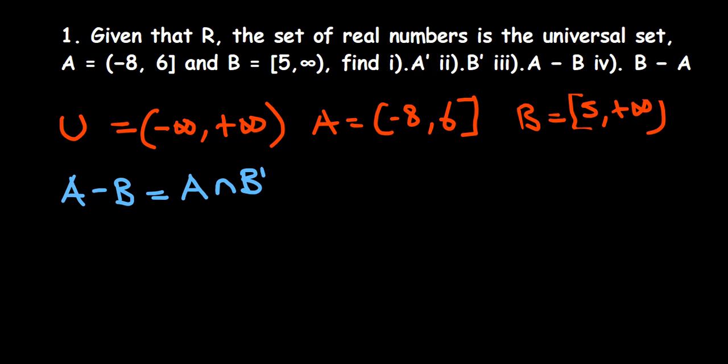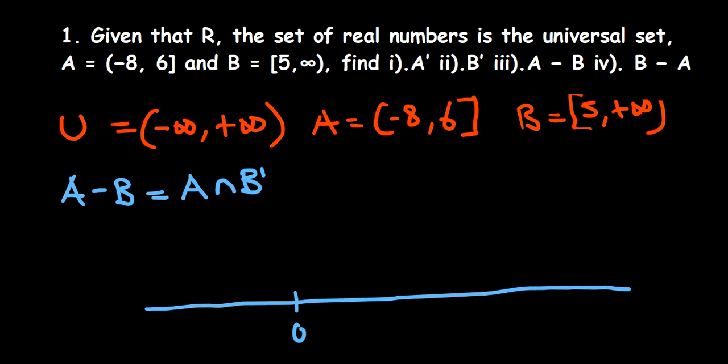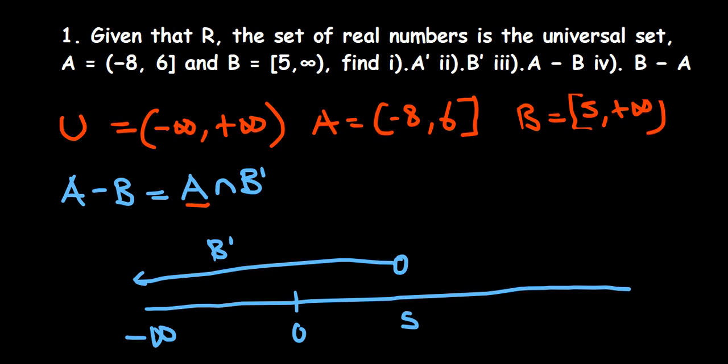So what are we going to do? We're first of all going to draw the B complement. So this was 5, and then we had an open circle here all the way to minus infinity. This was our B complement. Then we are trying to intersect this B complement with the A. Our A is starting from minus 8 all the way up to 6. So I'm going to draw a line between minus 8 and 6 like that. You see that the 6 is included and the minus 8 is not included. So this is my set A.